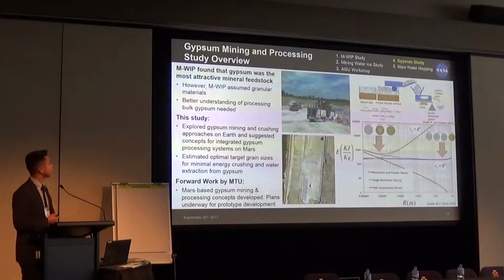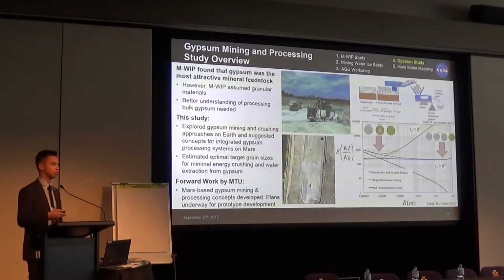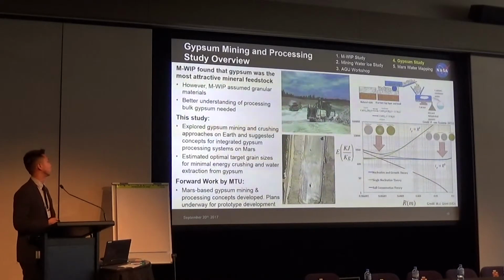The gypsum study, as I mentioned earlier, ENWIP found that gypsum was the most attractive of the mineral types of feedstocks. However, there was an assumption there that the gypsum appeared in a granular format. And this study basically tried to understand what it would look like if it came in a more block form. So if you needed to invest energy into crushing your gypsum before calcining it and trying to extract water from it.